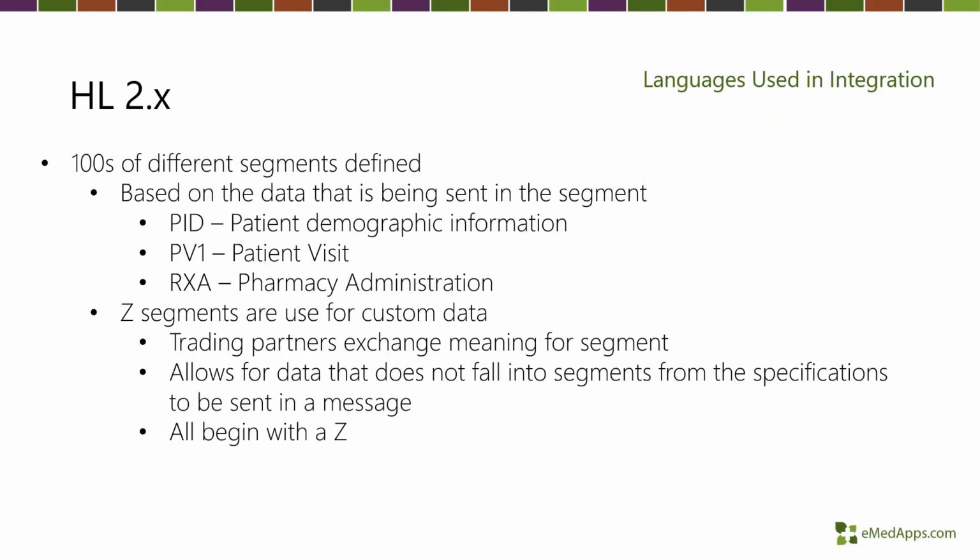In terms of the segments that make up these message types, there are hundreds of different segments that are available in your HL7 specification, again, depending on which version of HL7 that you're in. These segments are specific to the data that they're carrying. So for example, the PID segment is your patient demographic information, and it carries patient demographics. Multiple different types of demographics are carried in that segment, like the medical record number, their name, address, phone numbers, ethnicity, and so on and so forth.